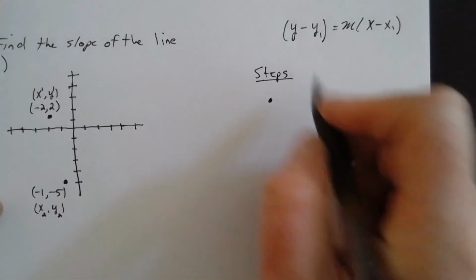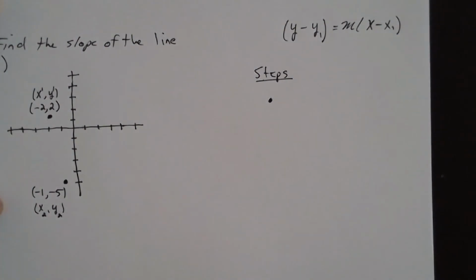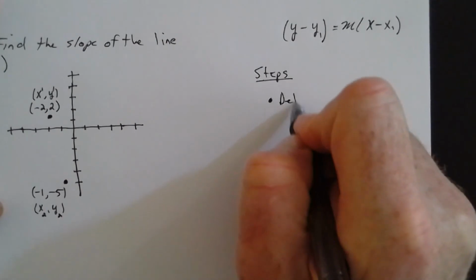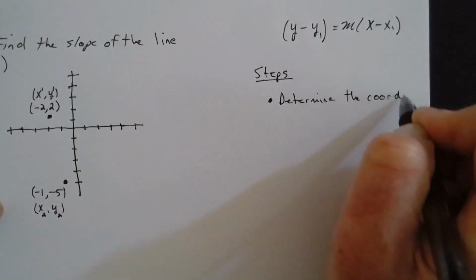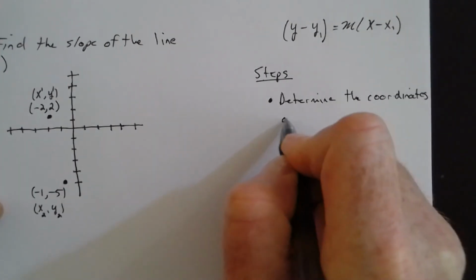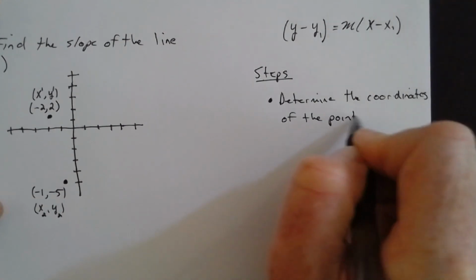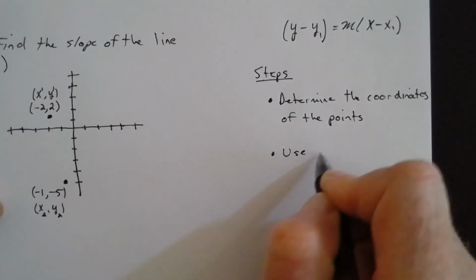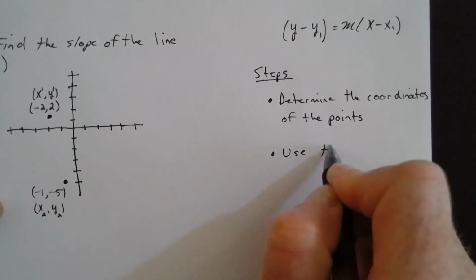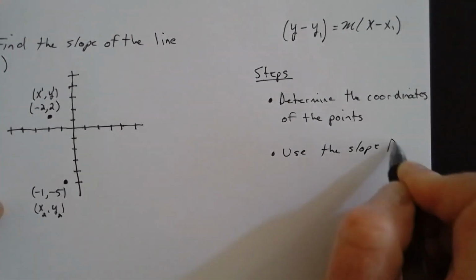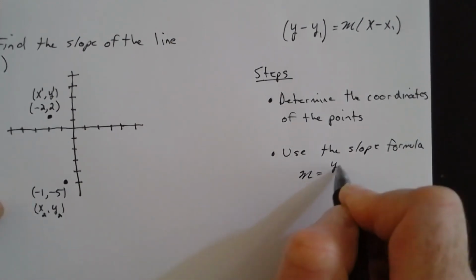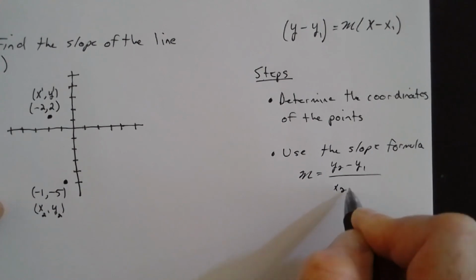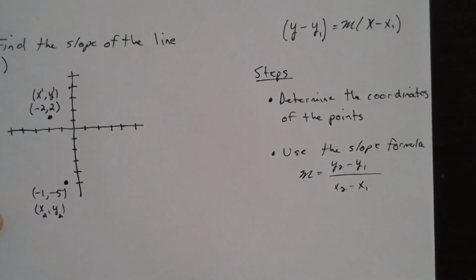So the steps would be to plot the points. The points, of course, are already going to be plotted for you, but you have to determine the coordinates of the points, and then use the slope formula. And so that's what we're going to do here.